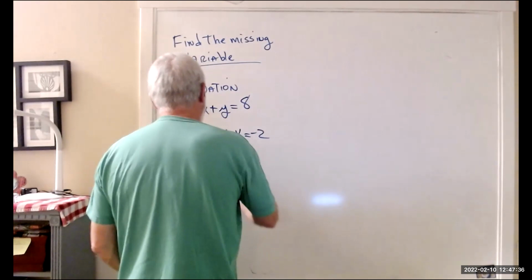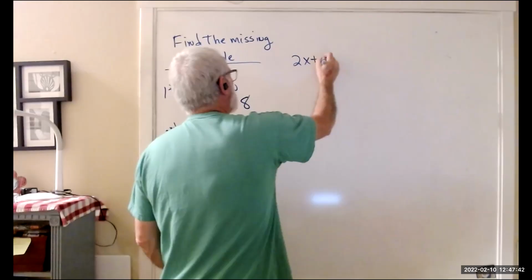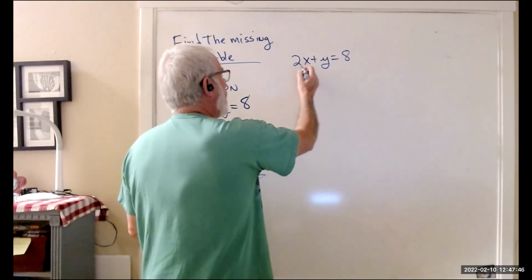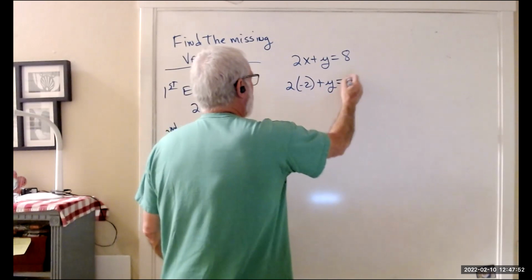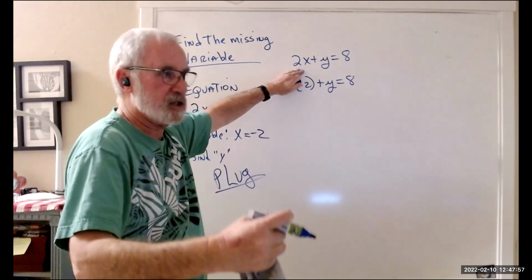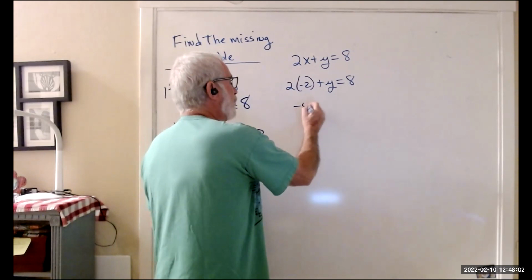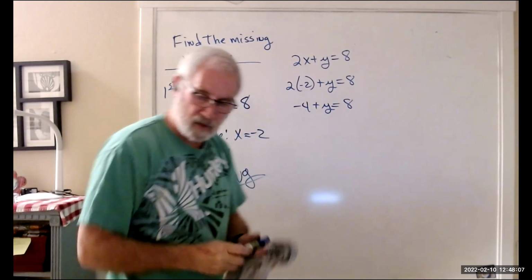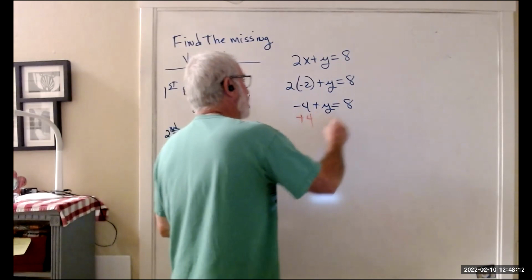Nobody else? I have no idea what's happening out there. But what we're going to do is we're going to plug in. So we have 2x plus y equals 8. We're going to plug in x is negative 2. So this is 2 times negative 2 plus y equals 8. Remember, 2x means 2 times x. So we're going to get negative 4 plus y equals 8. And add 4 to both sides. And we get y is 12.